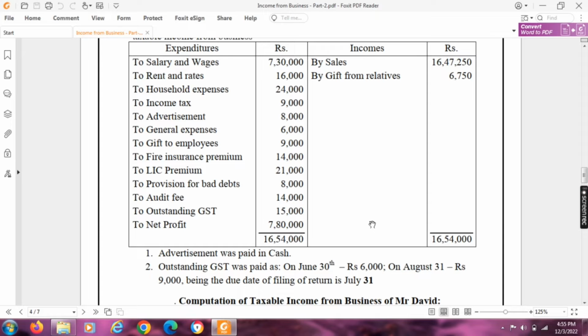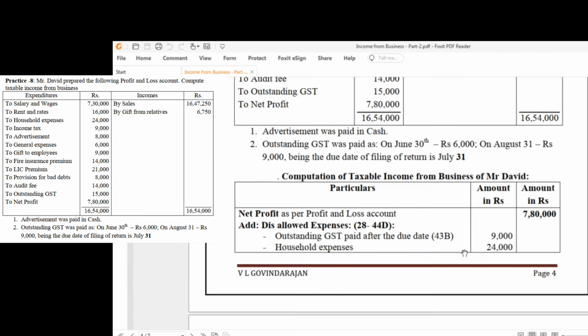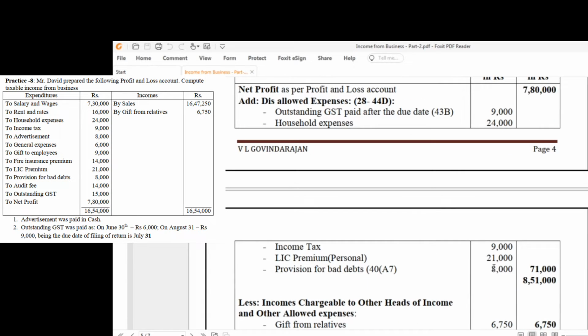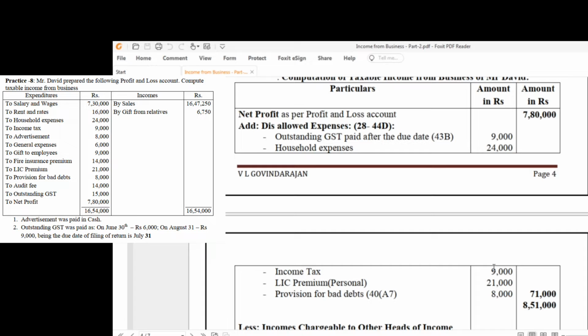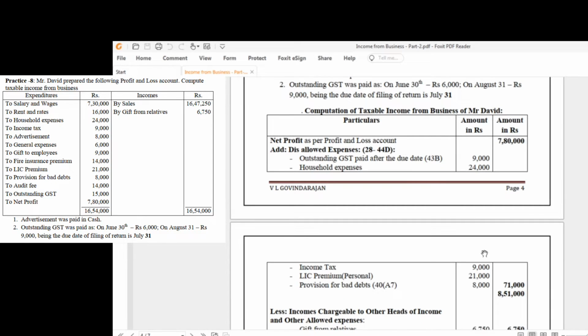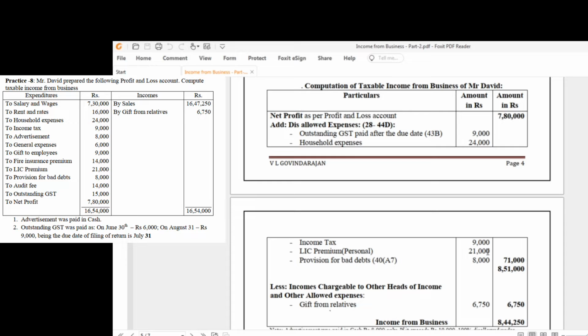On August 31st, 9,000 was paid, the due date of filing of return being July 31. What is the total outstanding GST shown in the P&L account? 15,000. In that 15,000, 6,000 was paid before the due date of filing, that is, on June 30th. It is business nature, allowed. But in August, after July, the balance 9,000 was paid.